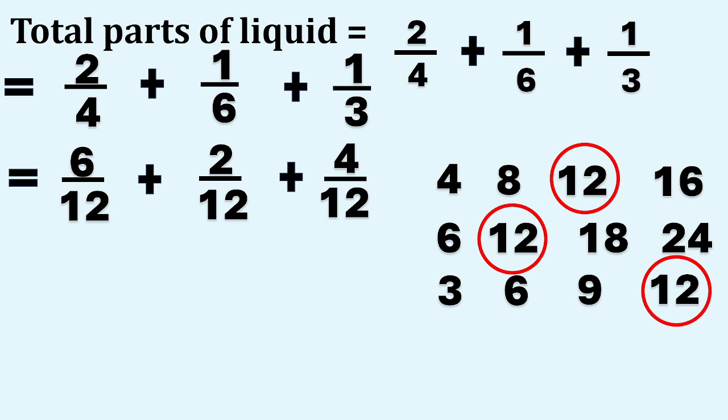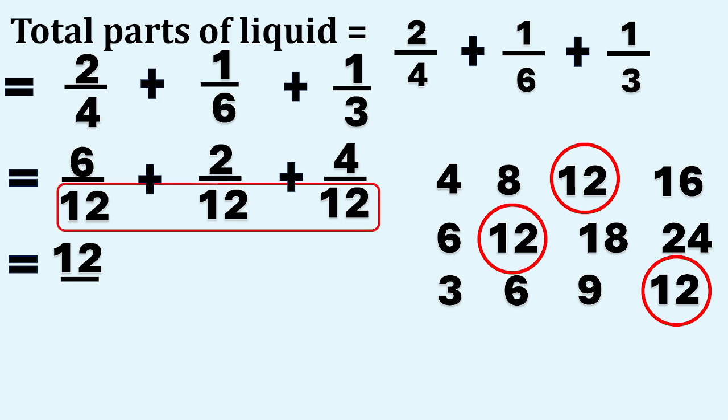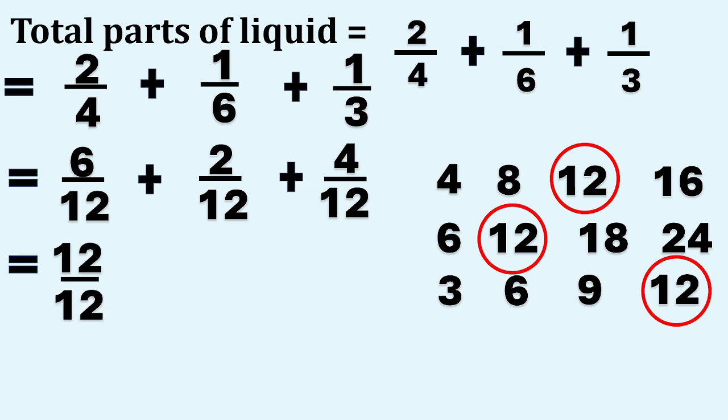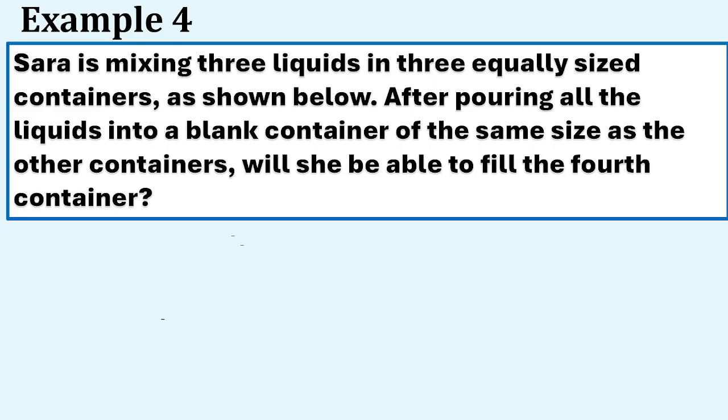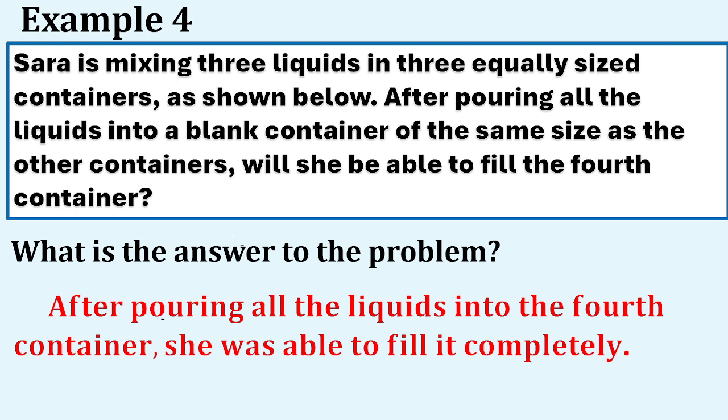Then add the numerators. We have 6 plus 2 plus 4 equals 12. Then copy the denominator 12. So the answer is 12 twelfths, or 1. So, what is the answer to the problem? After pouring all the liquids into the fourth container, she was able to fill it completely.